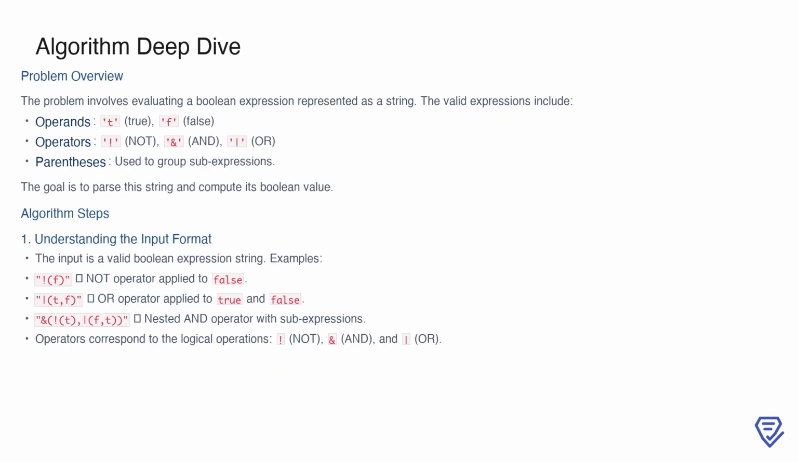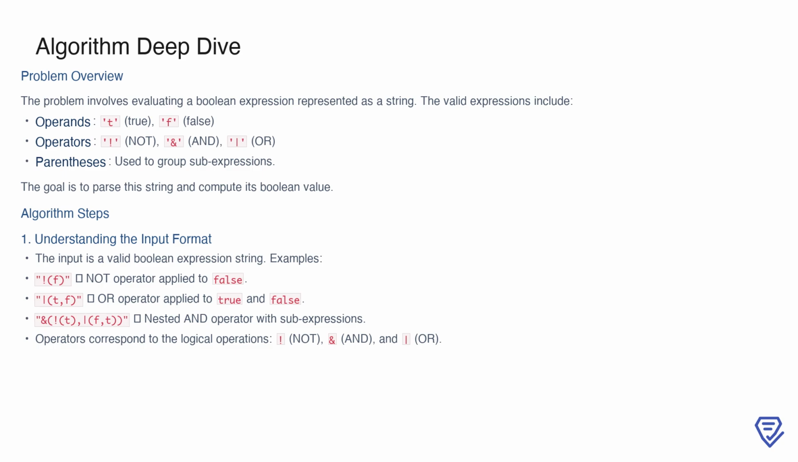To understand this problem, we need to evaluate Boolean expressions represented as strings. The input consists of operands, operators, and parentheses. Operands are simple values like T for true and F for false. Operators include logical not, represented by an exclamation point, and, represented by an ampersand, and or, represented by a vertical bar. Parentheses are used to group sub-expressions, which could be nested.